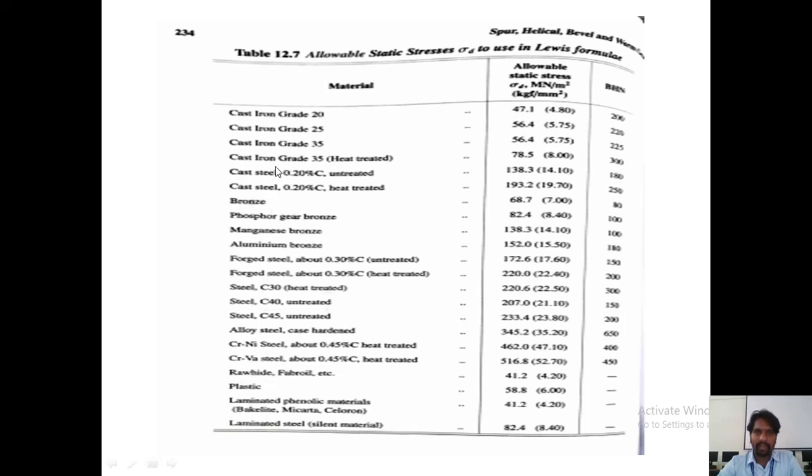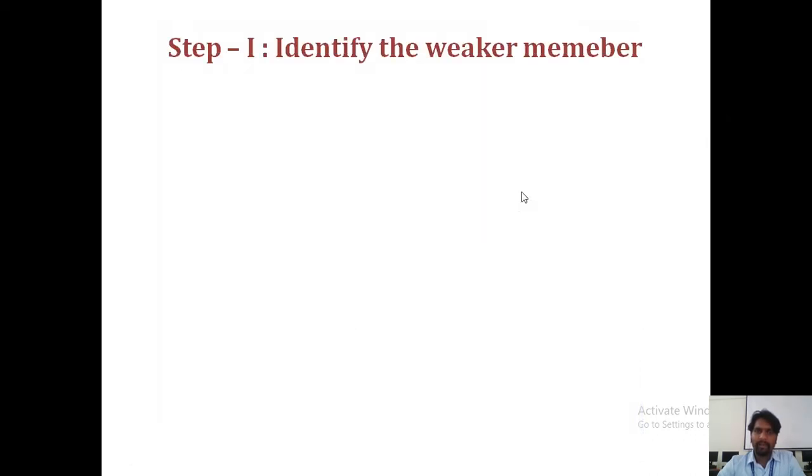In that you have to go for cast steel, 0.2% carbon heat treated. In that you have to take 193.2 mega Newton per meter square, or 193.2 Newton per mm square. If the material property is not given, you have to take the allowable static stress from Table 12.7. It is 0.2% carbon heat treated, 193.2 Newton per mm square.